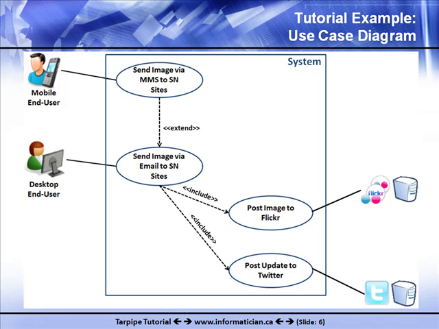The use case for our tutorial example is simple. We're assuming that an end user is using their mobile phone or their computer to send an email or an MMS message containing a picture and perhaps a subject line that can be used as a caption for that picture. And we want to post that picture to Flickr, and we want to post an update to Twitter. So that is our use case.